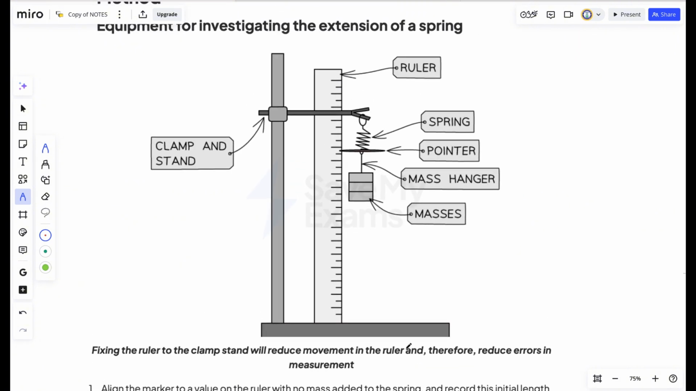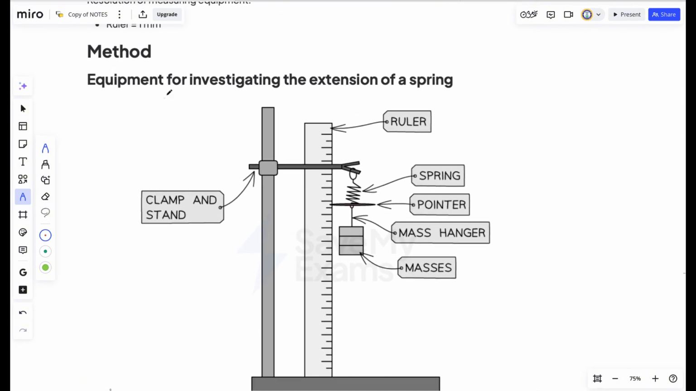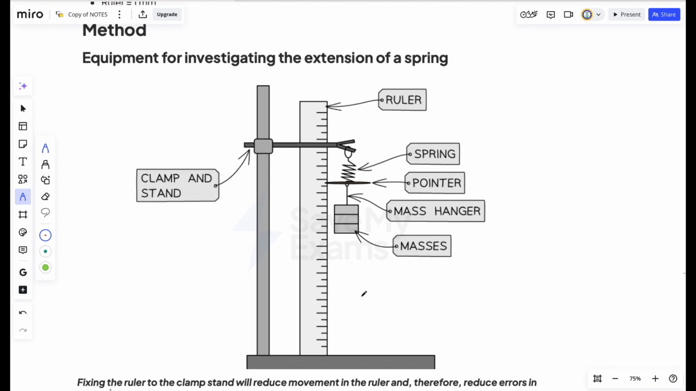Now here is the arrangement in the experiment. Now you put the method. In the other method, you draw this. You sketch this in the exam, in paper 6. You draw something like a retort stand. This is the ruler to measure. You put this clamp stand, you put the spring here, and then you show how you are loading the mass.